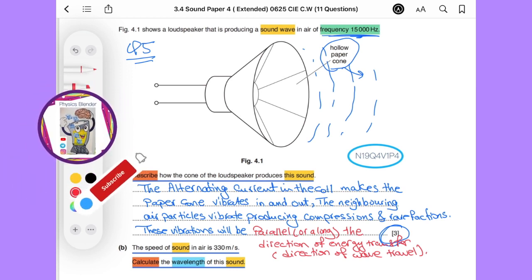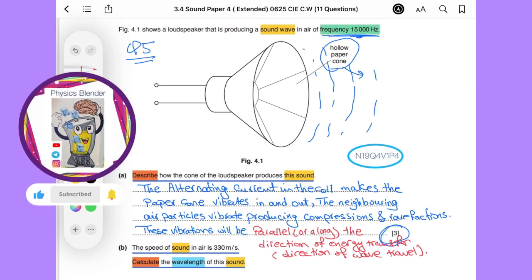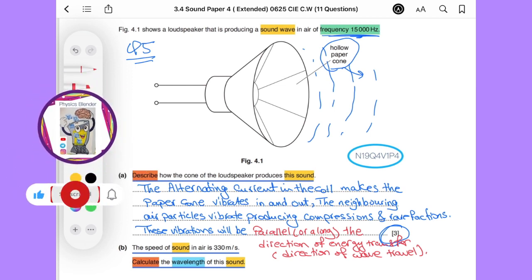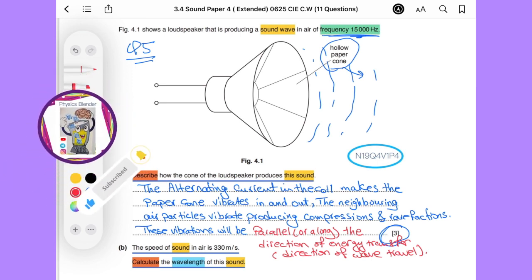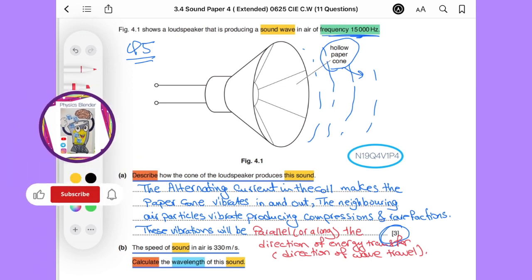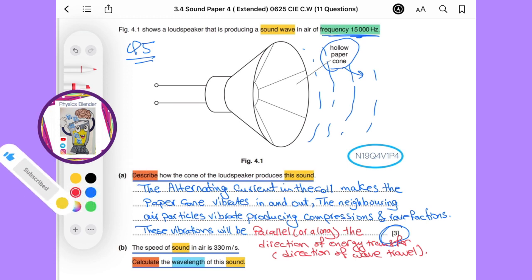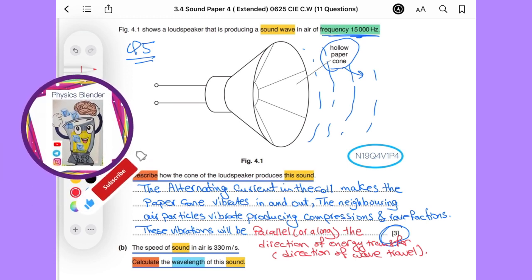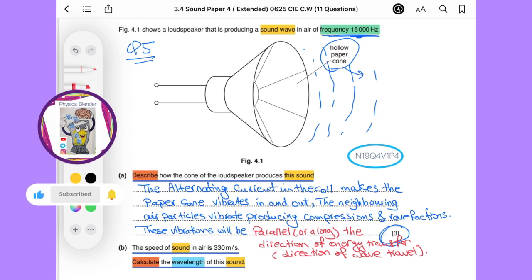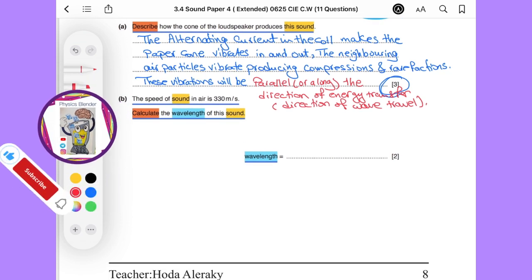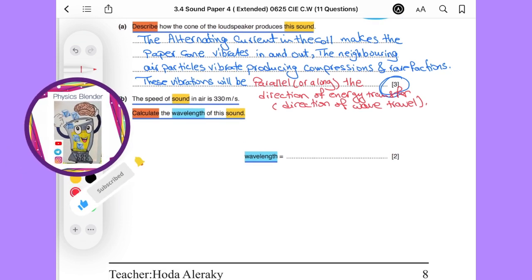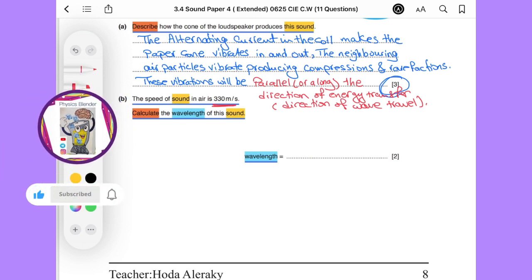I should tell you that according to the source, or according to the country, the alternating current depends on the generator according to the country. Sometimes we have frequency. You will see the device labeled 50 hertz or 60 hertz. It differs according to the country. The second part, the speed of sound in air is 330 meter per second, and this value should be known. You know this value already.